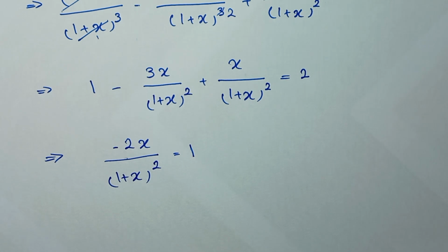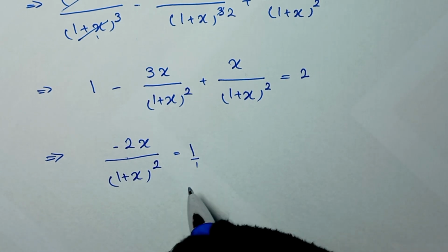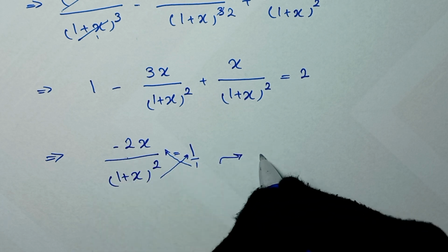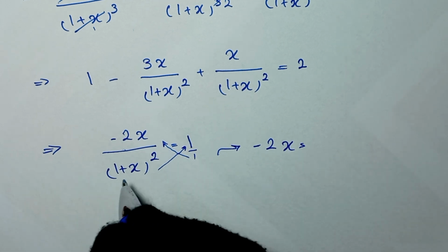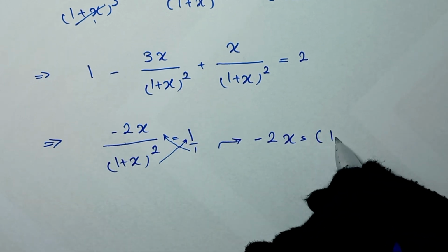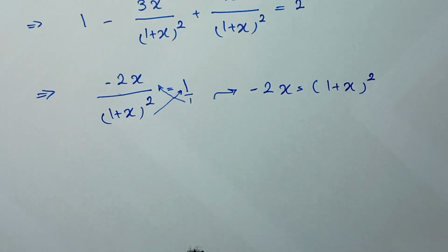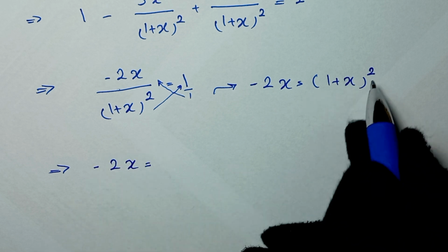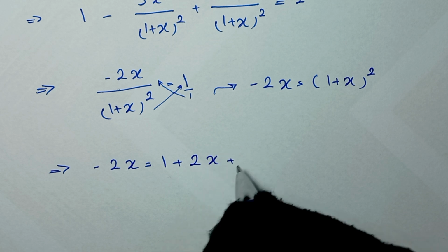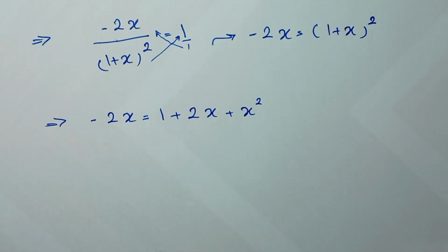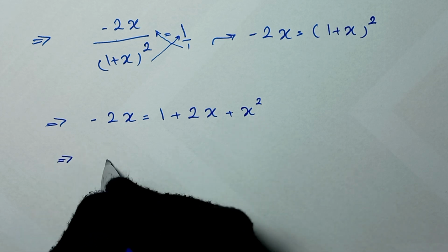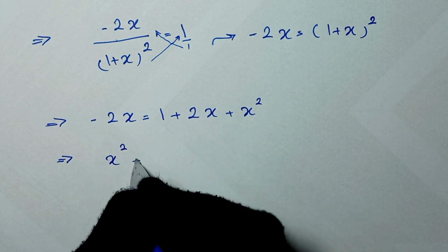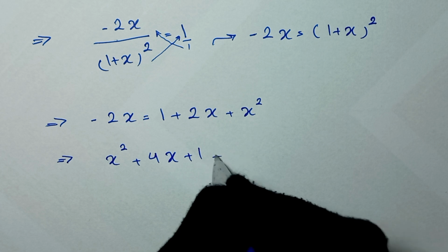In the next step, we apply cross multiplication. So this is 1 over 1, right? So this times this and this times this. So 1 times negative 2x will be negative 2x, and 1 times (1 plus x) to the power of 2 will be (1 plus x) to the power of 2. And here, we have negative 2x is equal to, this to the power of 2, it will be 1 plus 2x plus x squared. And next step, we take this to this side, so it will be x squared, 2x, and this to this side will be 2x, so 2x plus 2x will be 4x, and plus 1 is equal to 0.